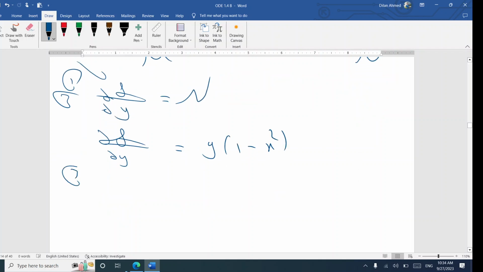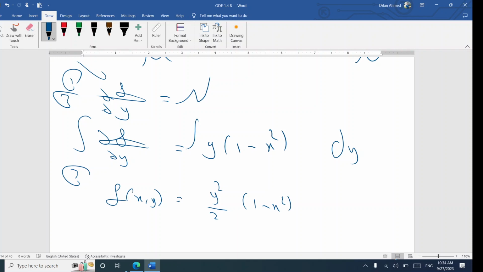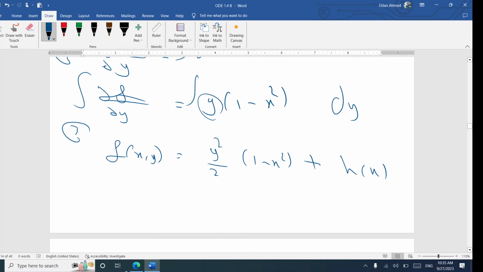Then third step, integrate by dy, you'll get what? F of x, y equal to what? Y squared over 2, that one will be like a constant, plus h of x. Clear? Yalla, what's the next step? Don't sleep. Tell me the next step. So we need to find the partial by x, because we have an x here.